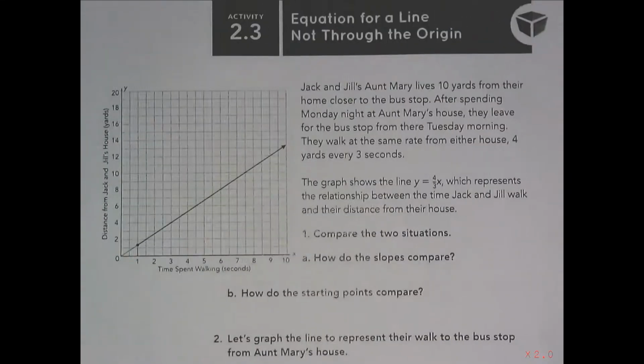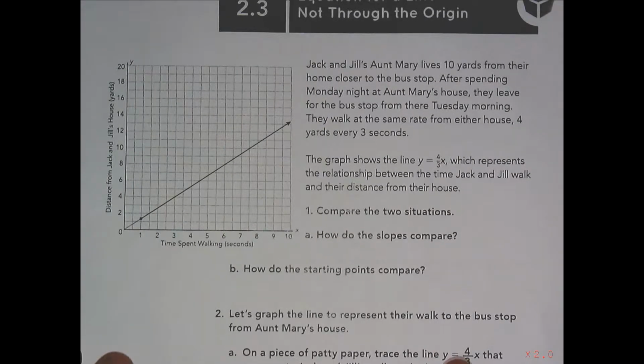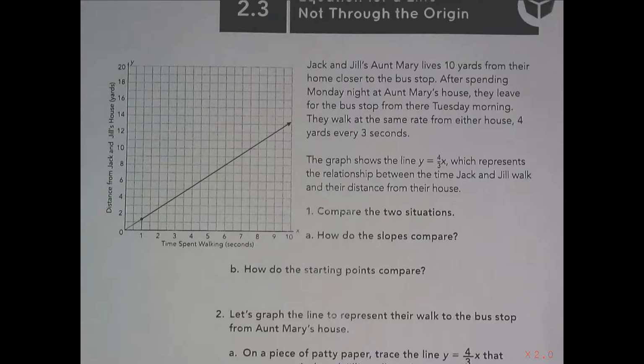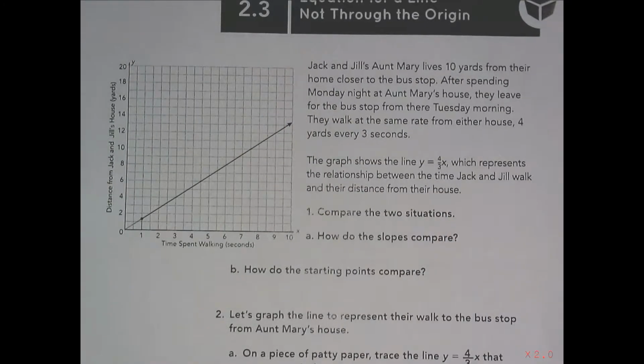Where's the Adams Road? Jack and Jill's Aunt Mary lives 10 yards away from their home. And after spending the night at their Aunt Mary's, they leave for the bus stop. They walk the same rate from their house, 4 yards for every 3 seconds. The graph shows the original line that we just graphed. And it doesn't ask us, but it tells us you should graph this scenario.